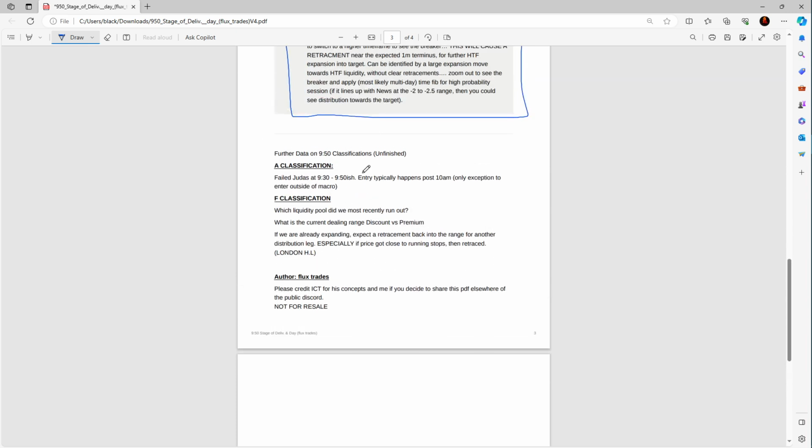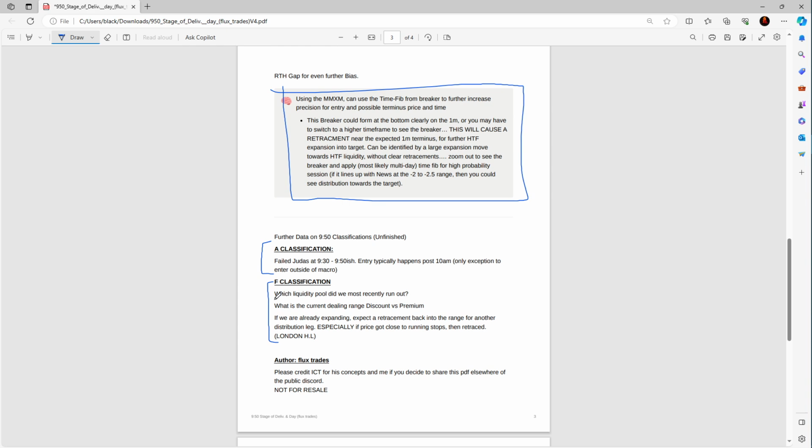This is just unfinished data, so depending on the classifications, you have more data in here. These are obviously not finished. So if we have news, this is probably what you want to study. Which liquidity pool did we most recently run out for the current dealing range within discount or premium?